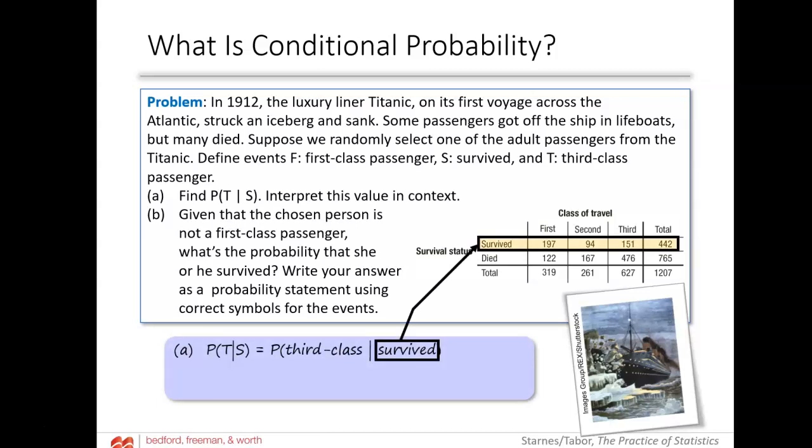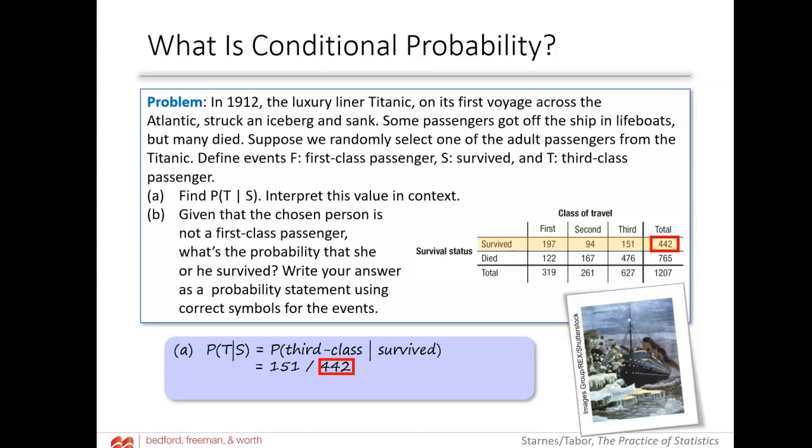So what we're doing here, as far as the math goes, when they give a condition on your probability, here the condition is that they survived. What we do is we focus on just that portion of the two-way table. In class, I literally would highlight the survived data. That's the only place I'm going to look. Within that survived data, they want to know the probability that someone is from the third class. They have 151 third class passengers out of the total 442 that survived.